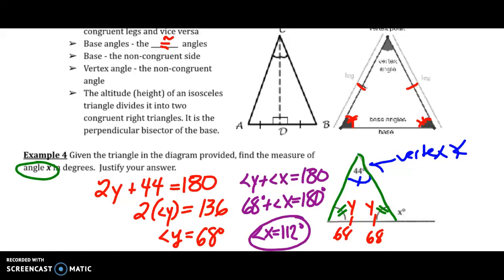So we use the information given that these two base angles were congruent to tell that this was an isosceles triangle. We then found those base angles and used that they are a linear pair or supplementary with x. Angle y and angle x are a linear pair to find angle x.